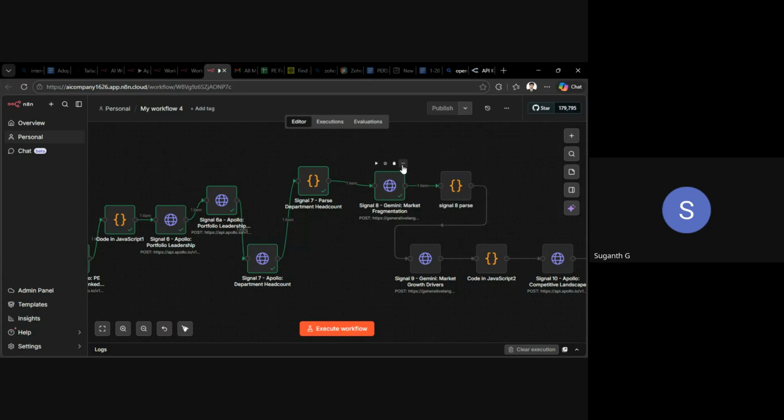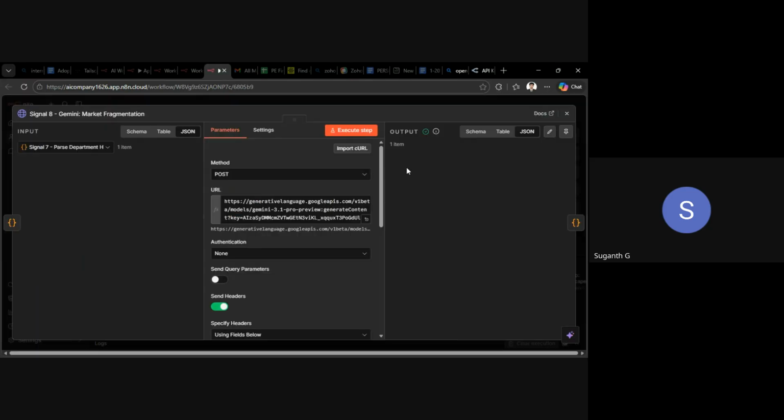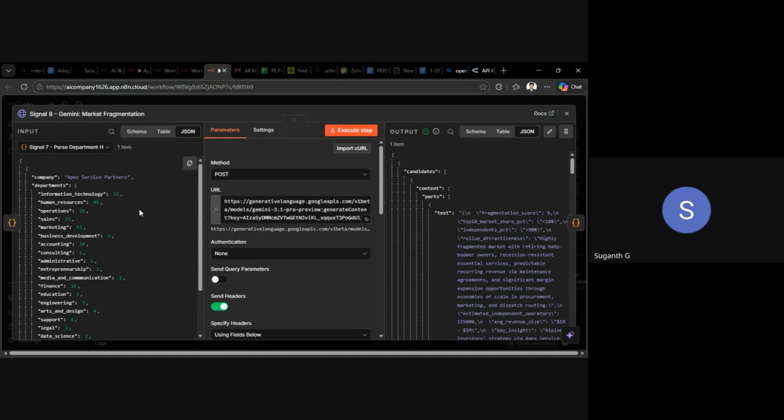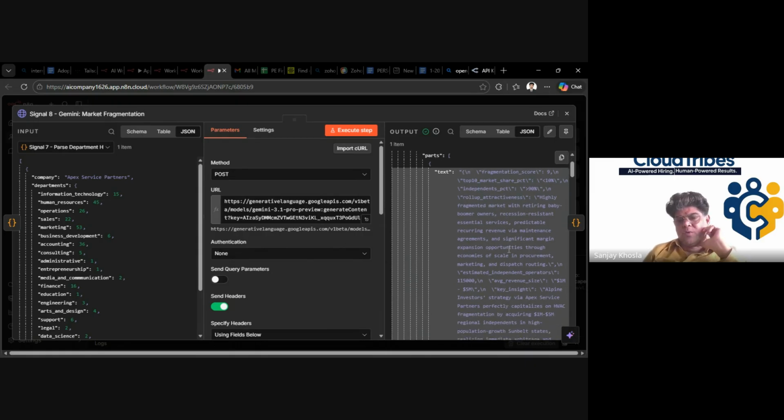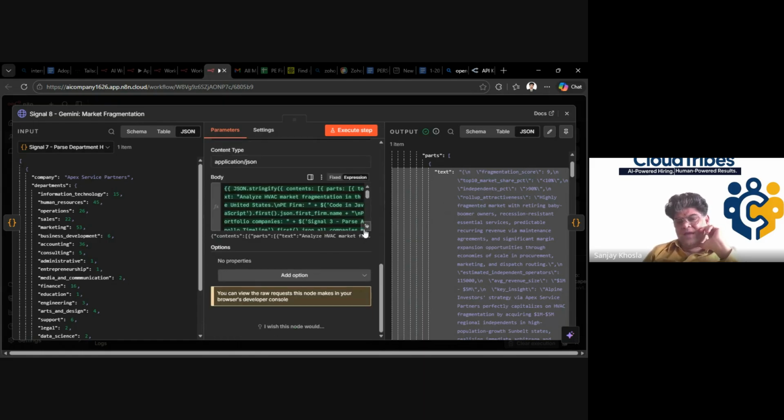For the next, I've extracted the market fragmentation of those portfolio companies here, sir, using Gemini, and we got the text here. The fragmentation score is 9, and the top 10 market share percentage is less than 10. So let's discuss this fragmentation score of a market segment. What does it entail? What does it get me as a signal? What does market fragmentation mean? Can you elaborate on that?